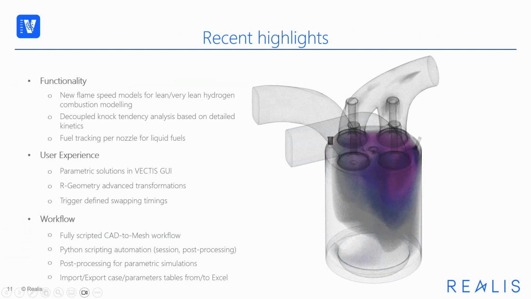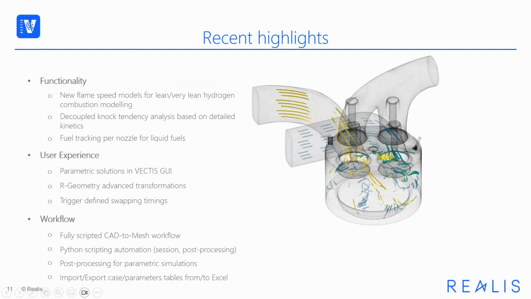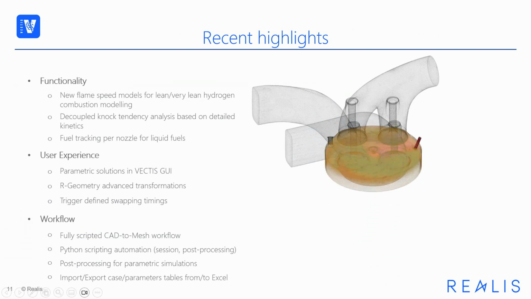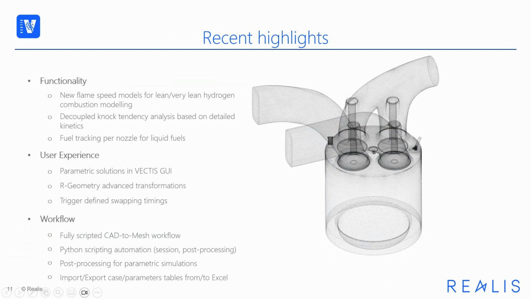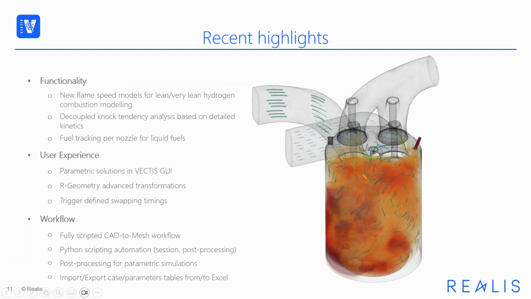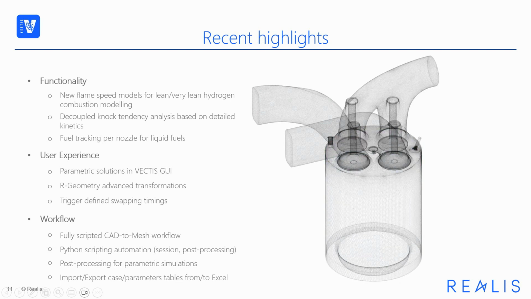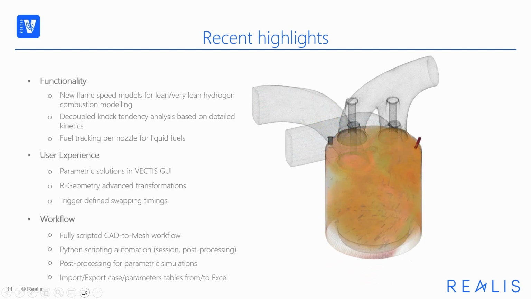Finally, let us have a brief look back at the key features of the past two releases which may be of interest to you. In particular, the new flame speed models for lean and very lean hydrogen combustion modeling, decoupled knock tendency analysis tools based on detailed kinetics, or a unique fuel tracking per nozzle for liquid fuels capability. In terms of user experience, we have recently introduced the parametric solution in the VECTIS GUI, advanced transformations for our geometry, and swapping timing defined by triggers.